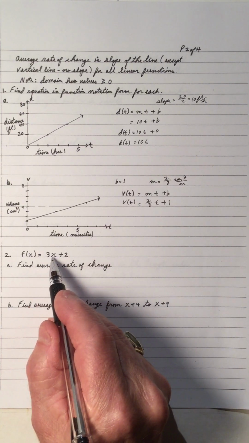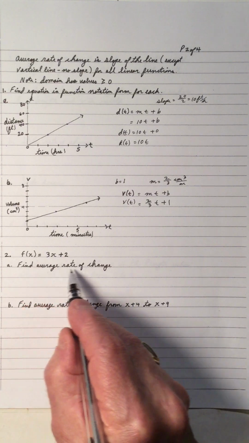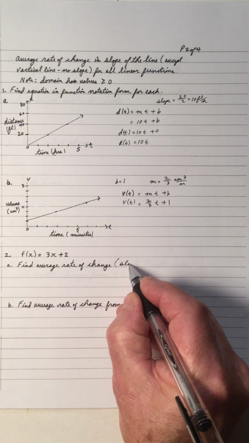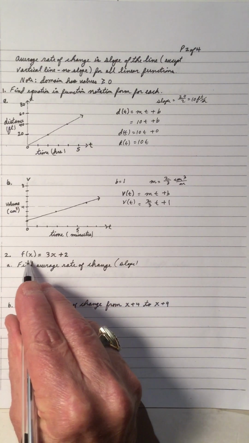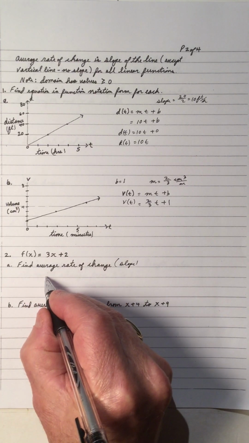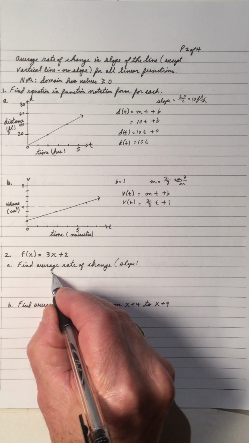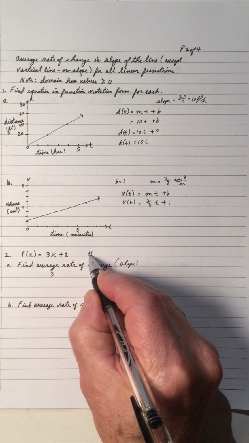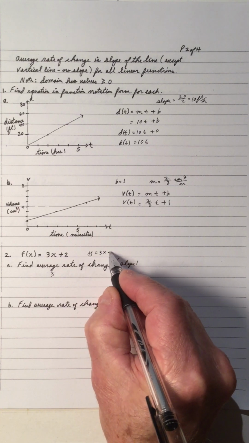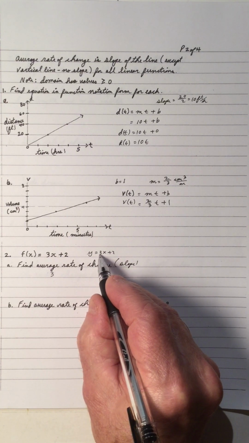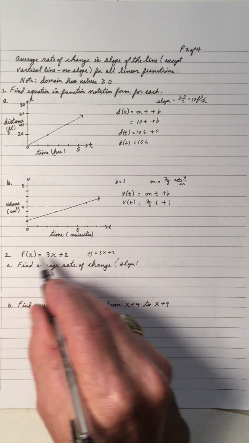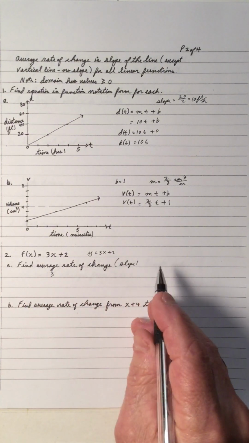F of x equals 3x plus 2. Find the average rate of change. And the average rate of change is the slope. So the slope on this line, so the average rate of change is 3, because 3 is the slope. You can change the equation to y equals 3x plus 2, where 3 is the slope, but this is the function notation. F of x could be a y, so 3 is the slope.